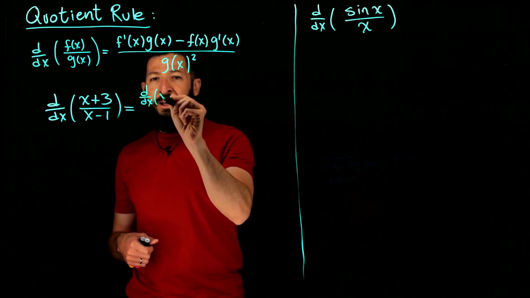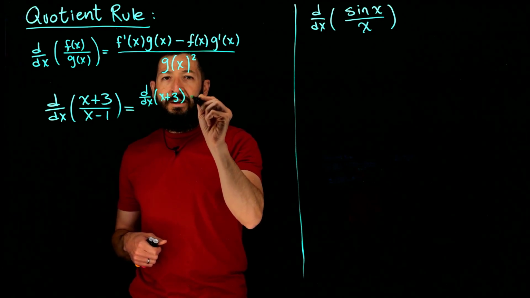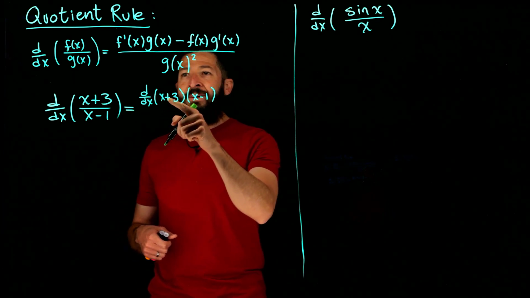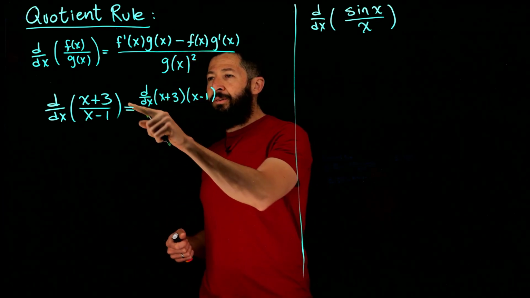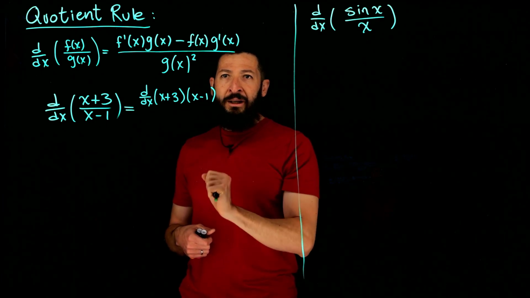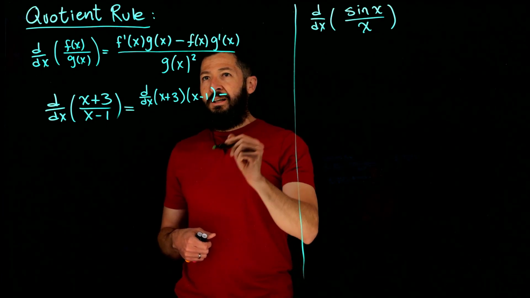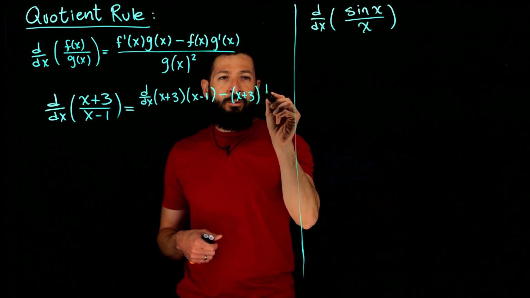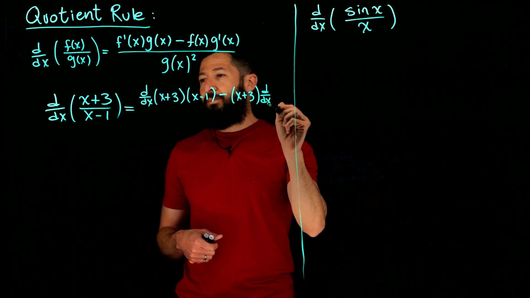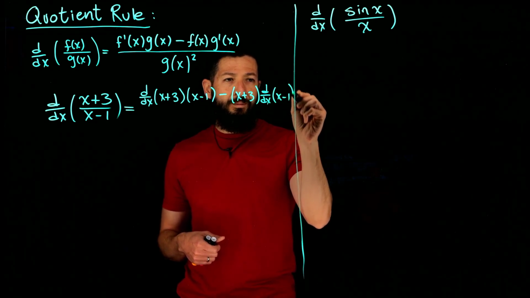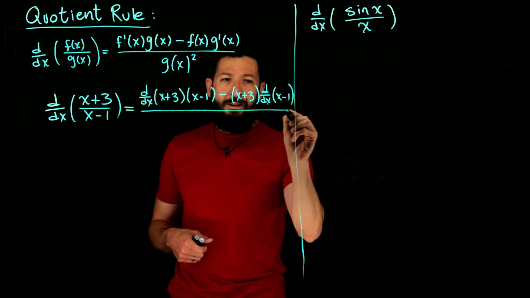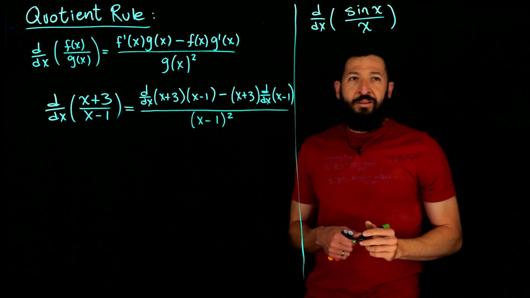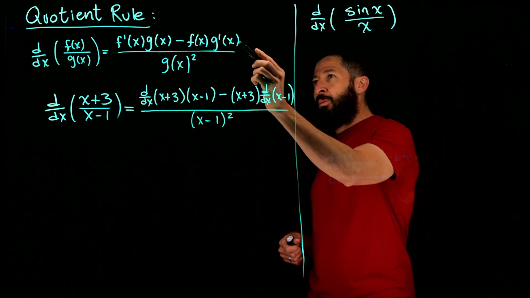The derivative of x plus 3 times g, which is x minus 1. So derivative of the numerator, or some people would say derivative of the top, times the denominator, or the bottom, minus, now you're going to copy the numerator and take the derivative of the denominator, which is going to be x minus 1. All of it over the denominator squared. So that right there is going to be applying the formula as it's written.